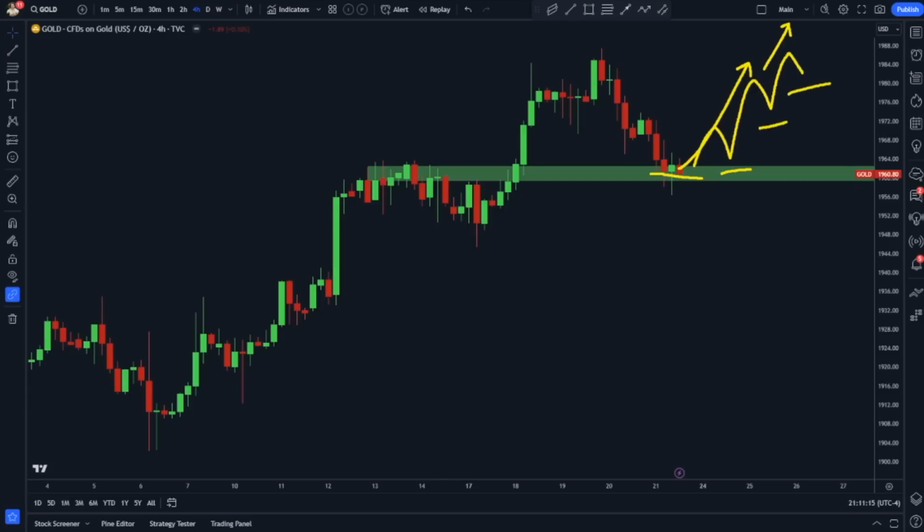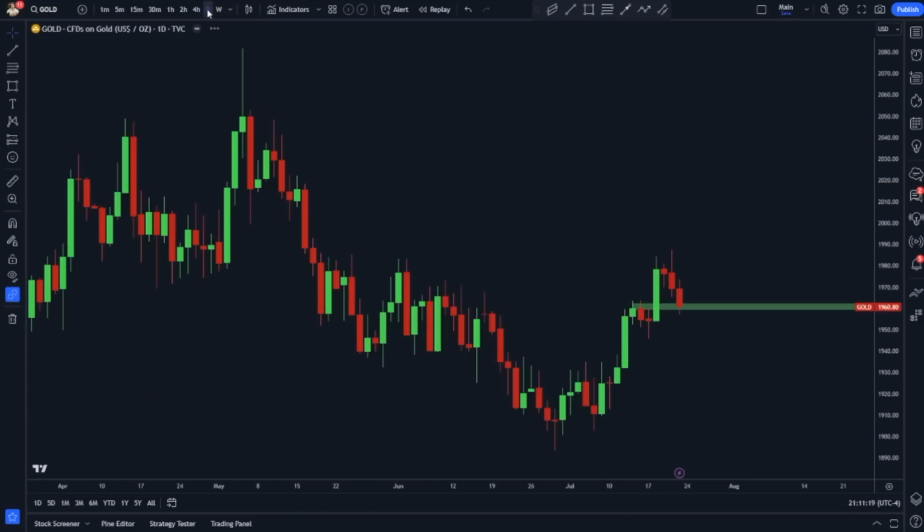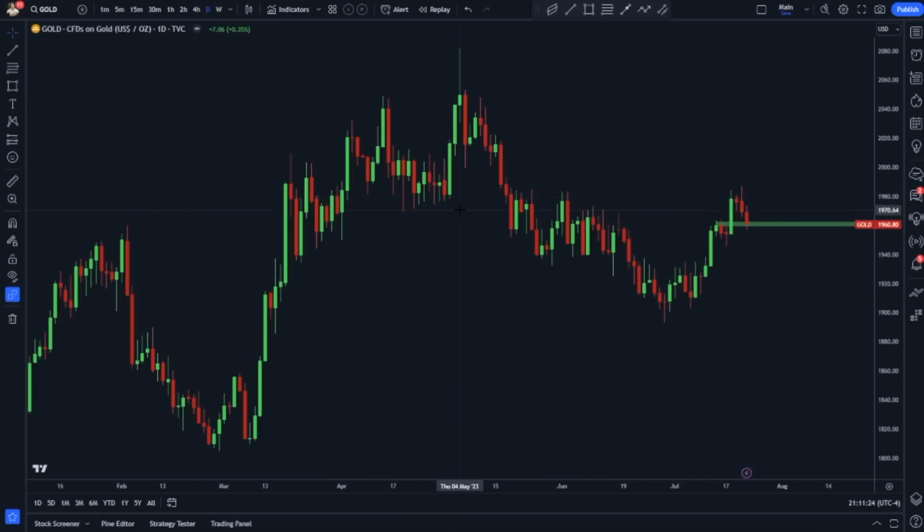Now we get into what I would say is pretty much exclusively a swing trader's chart, which is the daily chart. Now, some big pros and cons here.